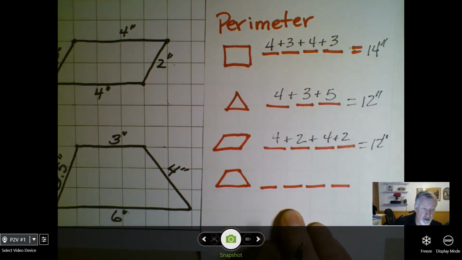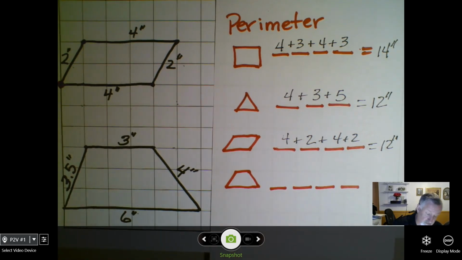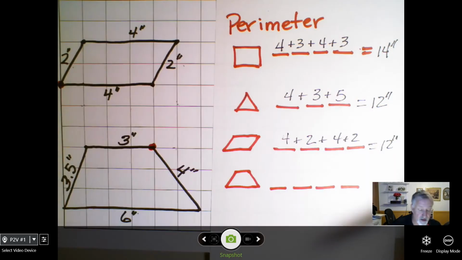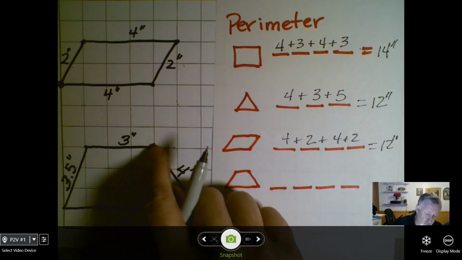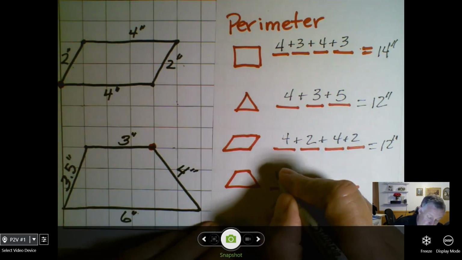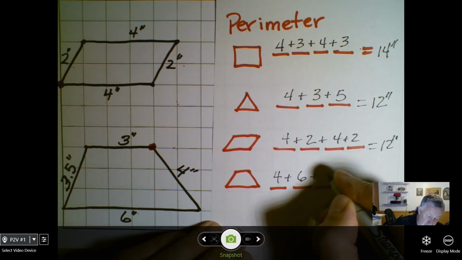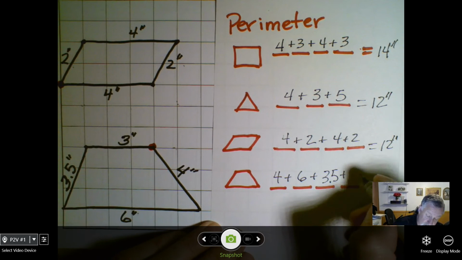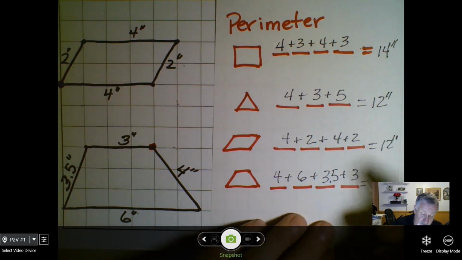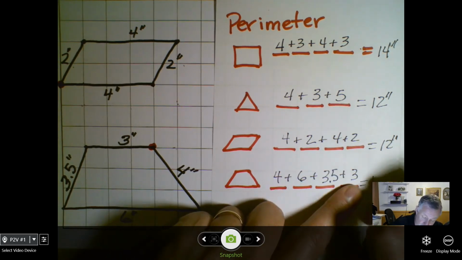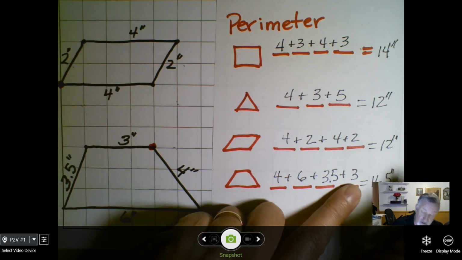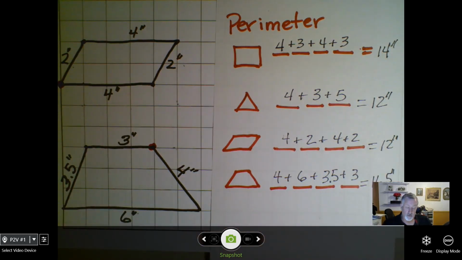And for the last one here, let's start up here. I'm not sure these are drawn exactly to scale, so we're more concerned about just the process. So we're going to start at the 4. 4 plus 6 plus 3.5, 3.5 plus 3. Let's see what that works out to. 4 plus 6 is 10. 13.5, 16.5. And again, inches. So in doing perimeter, all we're looking for is a measurement around the outside of any object.